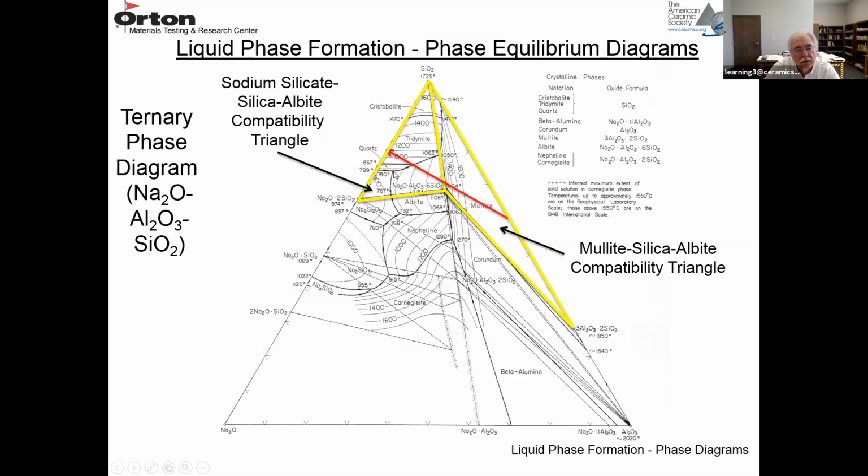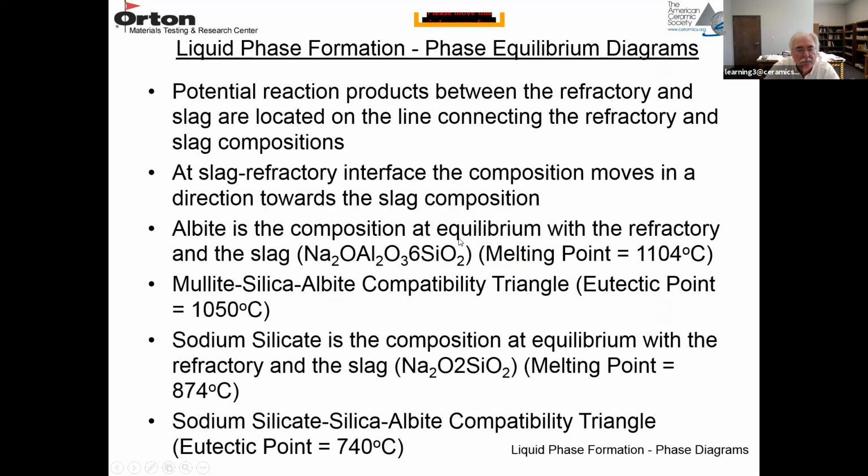And then you have a low melting eutectic, 740. So as you move in the direction of the slag composition, you're encountering other phases that are low melting, plus a series of low melting eutectics. So I just mentioned the sodium silicate albite compatibility triangle has a eutectic point of 740 degrees C.